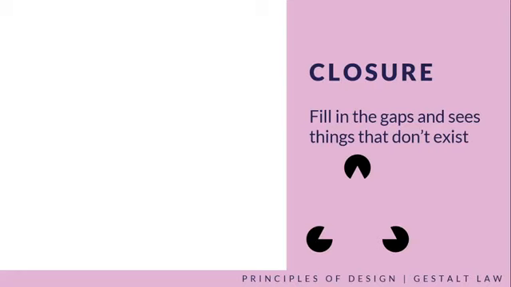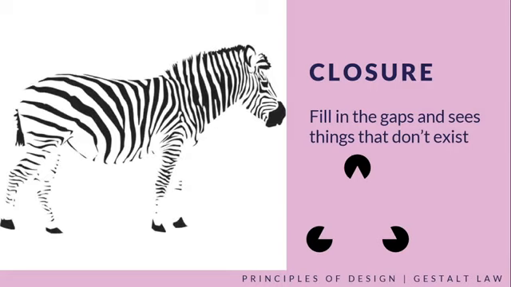The principle of closure also states that when we look at a complex arrangement of visual elements, we tend to look for a single recognizable pattern. In other words, when you see an image that has missing parts, your brain will fill in the blanks and make a complete image so you can still recognize the pattern. For example, when you look at the image here, you most likely see a zebra even though the image is just a collection of black shapes. Your mind fills in the missing information to create a recognizable pattern.